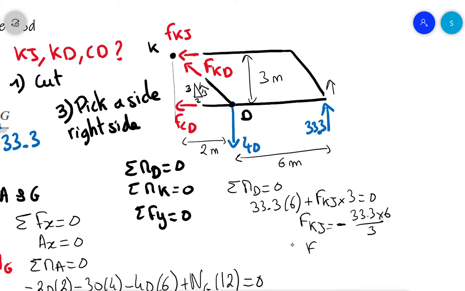So FKG is equal to minus 66.7 if I don't round. And the minus means that we didn't get the right direction. We guessed tension, so it means that it is in compression. Okay.